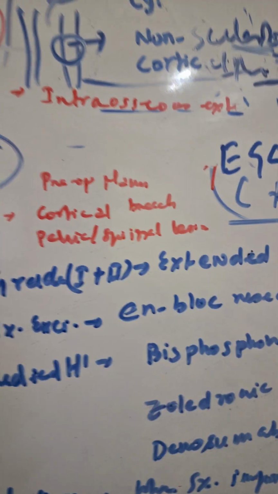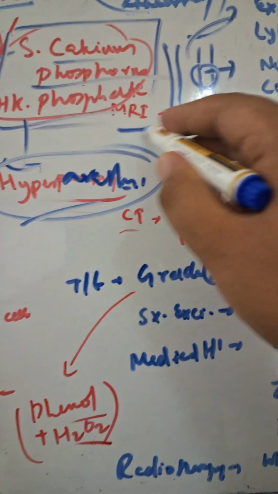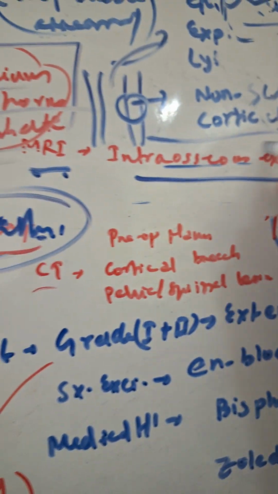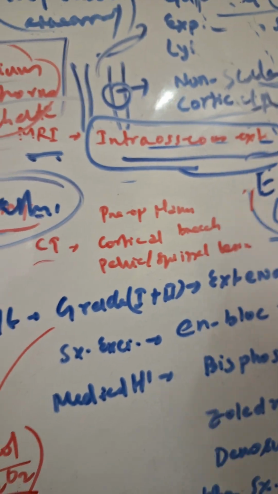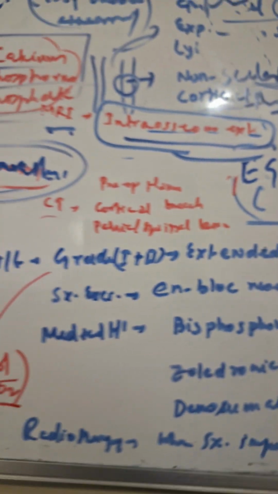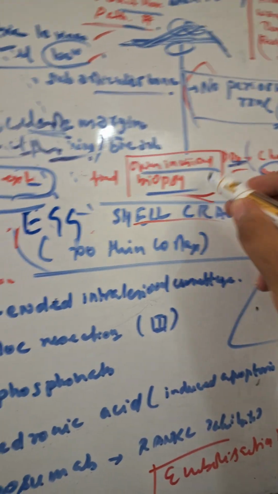The next investigation includes the MRI. In MRI, we are only looking for the intraosseous extension. Now, sometimes we can do an open incisional biopsy also.